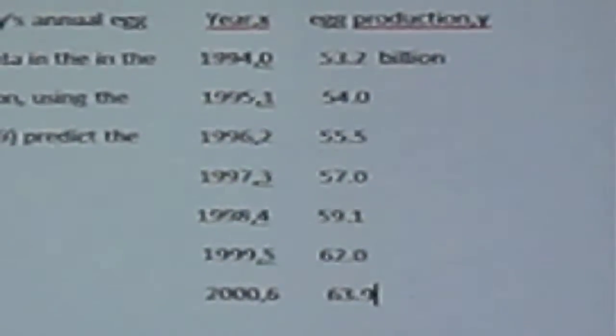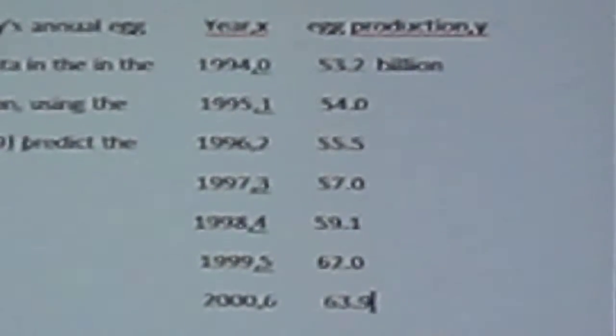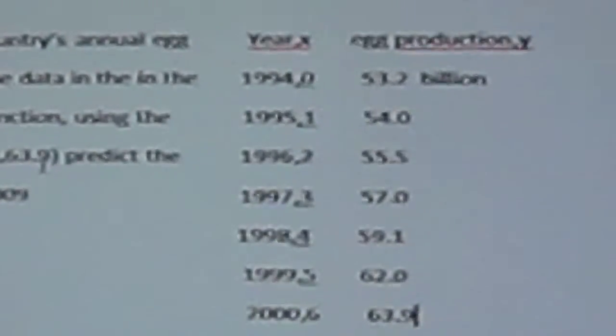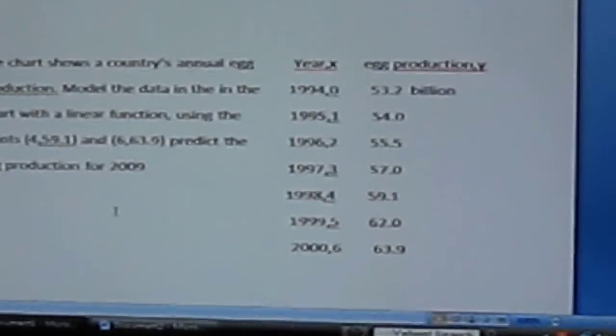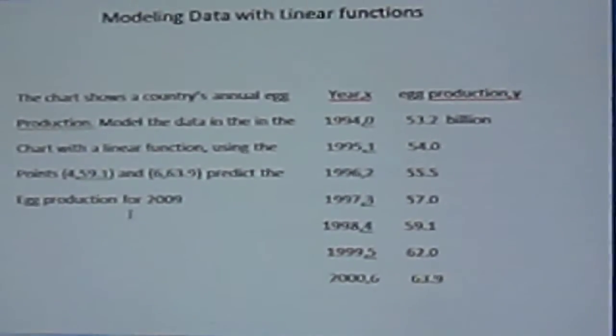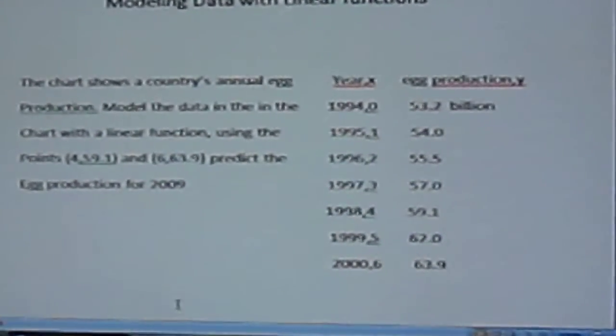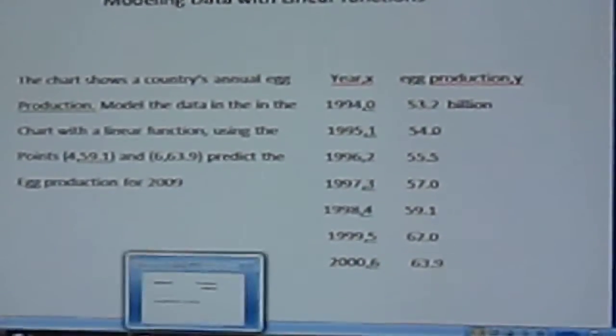6, which was in 2000, will be our x2. And 63.9 will be the amount in billions that eggs were produced in the year 2000. What we want to find out is 2009. Now to do that, we'll have to use two separate formulas.